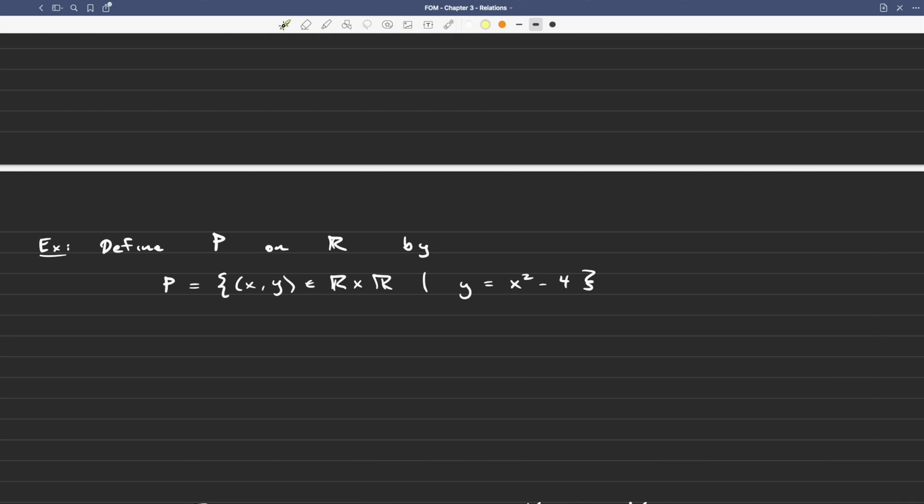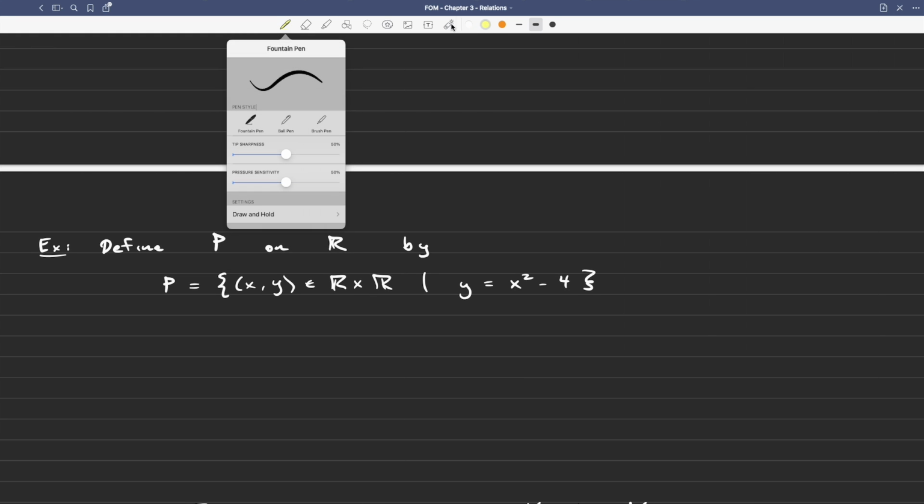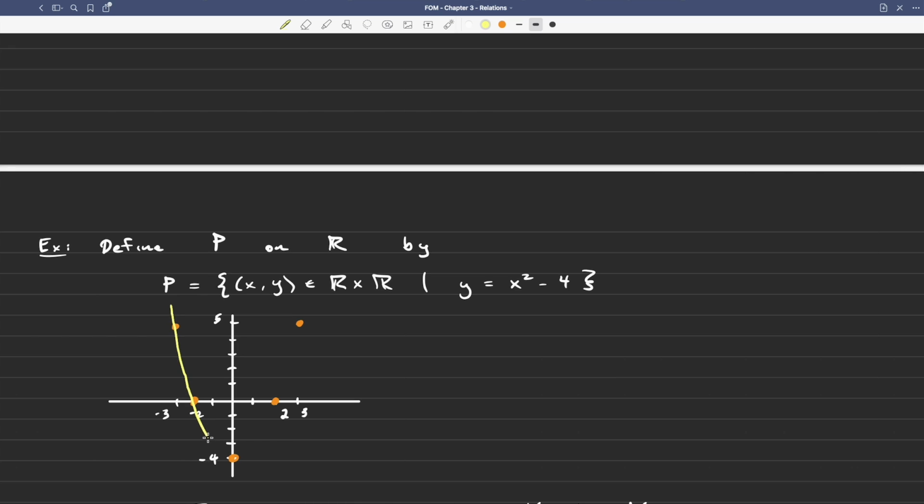Because you can look at a graph and see what the first components are of the ordered pairs on the graph, and you can also see what the second components are, as long as you were able to graph it accurately. So in this particular case, this relation that we're looking at here is a parabola that points upward, and it's shifted down 4. Okay, so there's a quick and dirty graph of the parabola P.